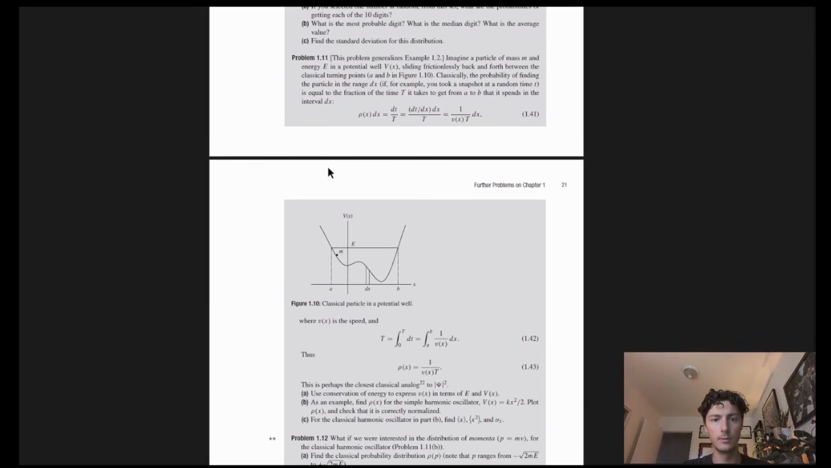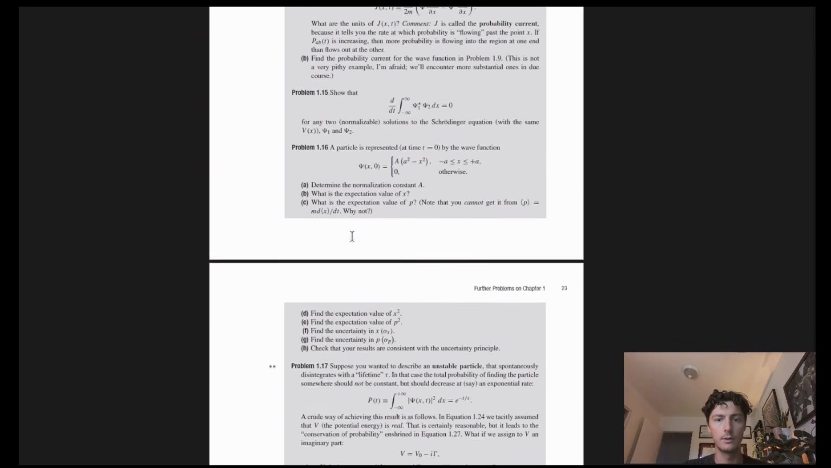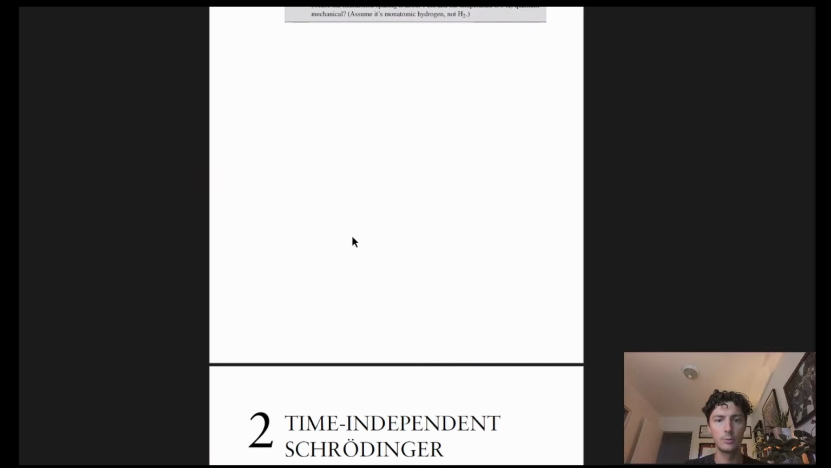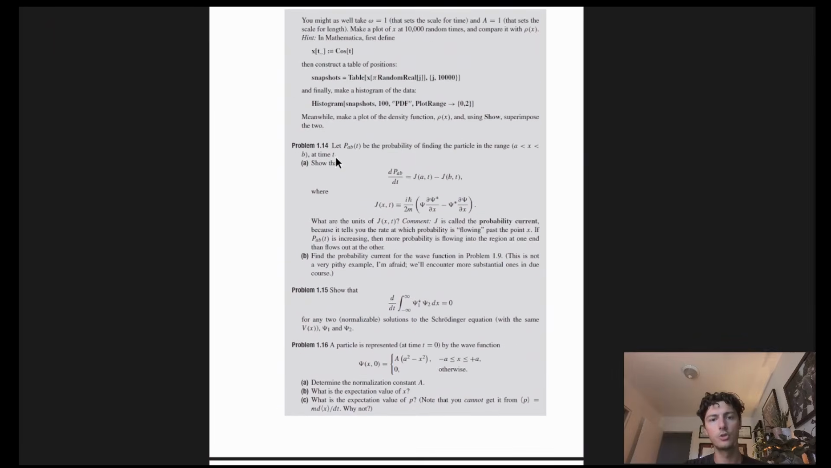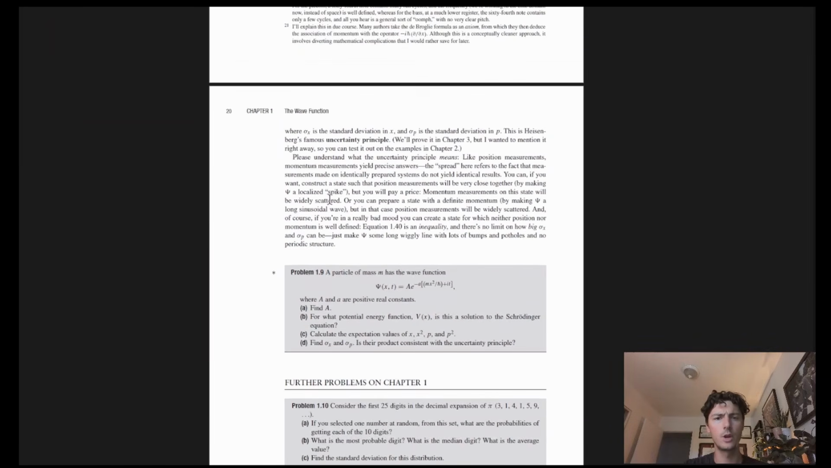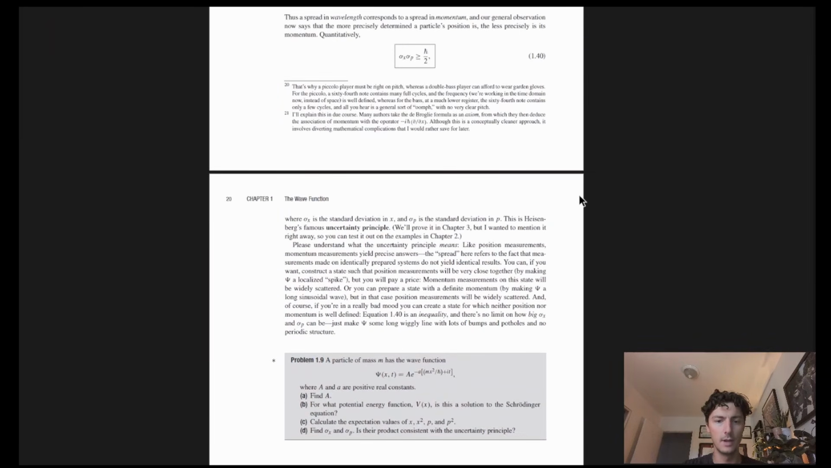We got some problems. Problem 10, 11. How many problems do we have here? Ooh, several pages of problems. And then we go to chapter 2. So I think in the next videos, I'm going to try to go through some of these problems. I'm going to try to read some of this stuff a bit more in depth. And then we're going to do a 7-minute summary of chapter 2, 3, 4, 5, 6, all of them.